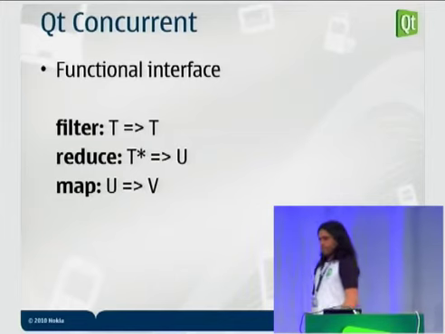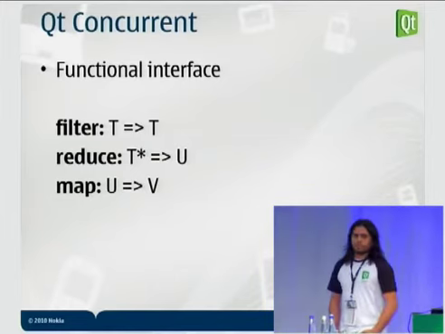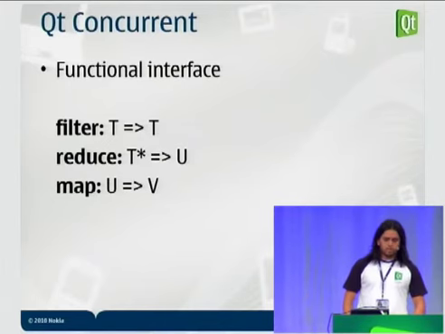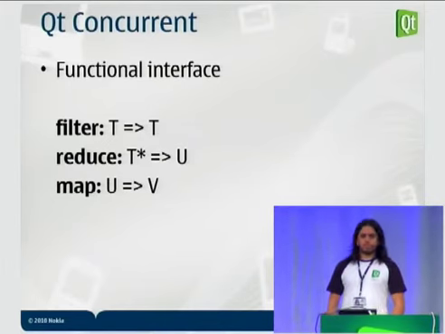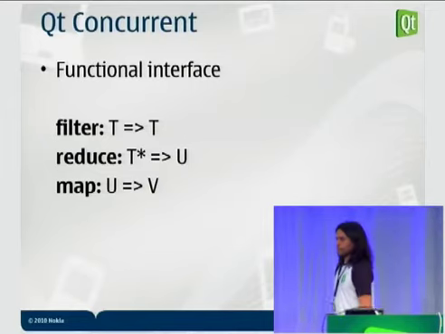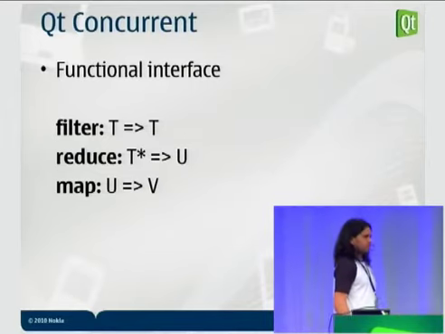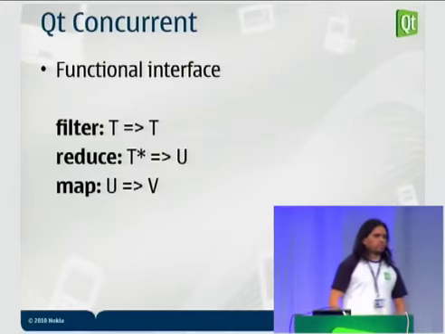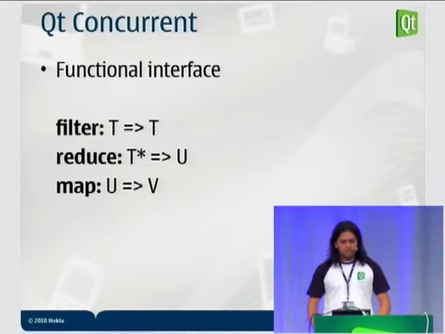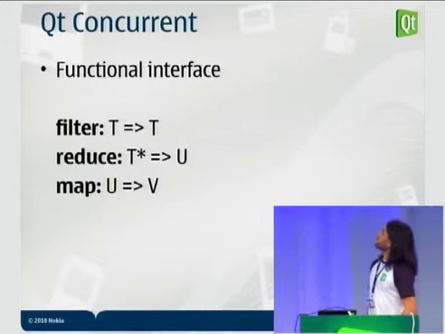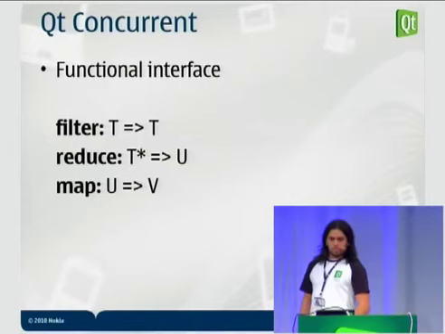Qt concurrent offers you a functional interface to multi-threaded programming. There are three main concepts that we currently support in Qt concurrent. Filter, which takes a list of objects and returns you a similar list of objects with some of those objects filtered out. So in this slide, I actually have a typo, because filter should take a T star, many T's, and return many T's as well, although the number might change.